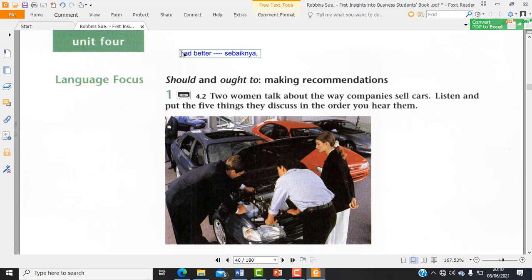Selain had better, teman-teman juga bisa pakai, kalian bisa ngomong if I were you. Artinya kalau saya jadi kamu gitu loh. If I were you, I would open up a business right now. Okay? Bisa juga teman-teman pakai kata why not? Why not trying? Kenapa nggak coba aja? Okay? So that's an example of making recommendation or suggestions, atau saran gitu loh.